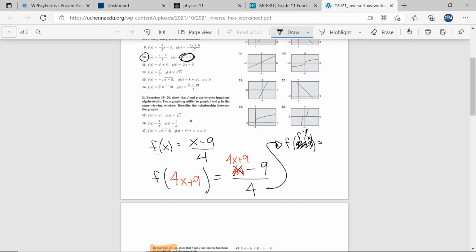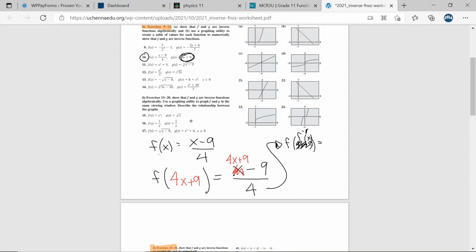What do I get? Well, in the numerator, I have 4x plus 9 minus 9. Well, plus 9 minus 9 cancels out. So I really just have 4x over 4. I cancel the 4's and I'm just left with x. And then you might say, oh, wow, well, that's really convenient. That's awesome. It happened in this case. But what if I told you that that's always the case?